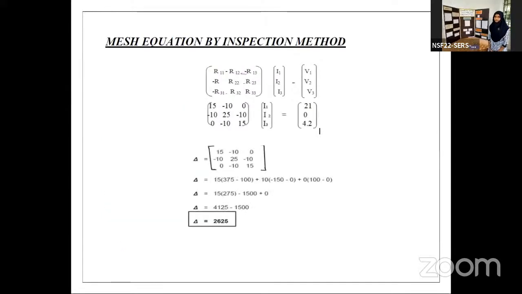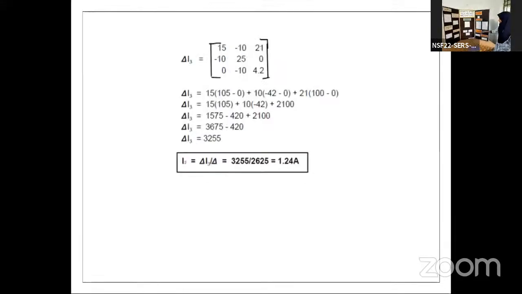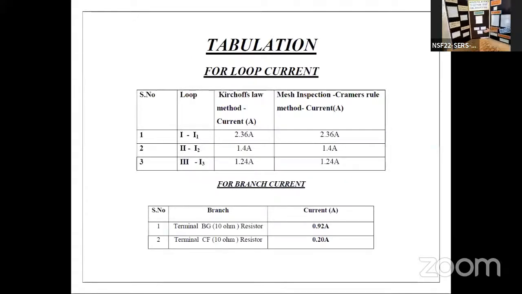Any questions? How do you relate this Cramer's rule with Kirchhoff's? That is, in Kirchhoff's law, we have to consider the directions, like from this junction. But in the mesh inspection method, we don't have to consider any directions. We just have to form the matrix and solve the equation. Is this your worked out problem? Yes, sir. I worked out these equations. Can you explain that a bit?